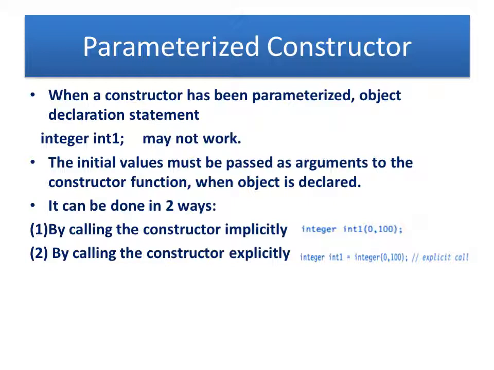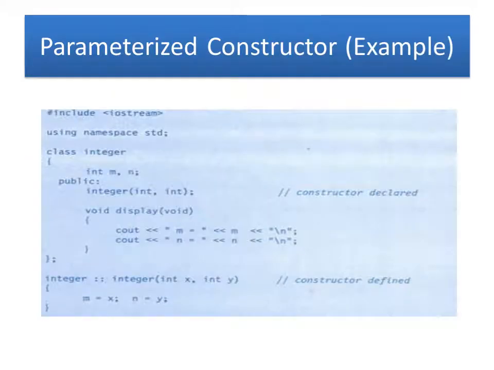If this is going to be the explicit call, how will I make it? Again the same thing: Integer int1 equal to Integer(0, 100). So I am passing the values over here. This is how we can call the constructor explicitly.